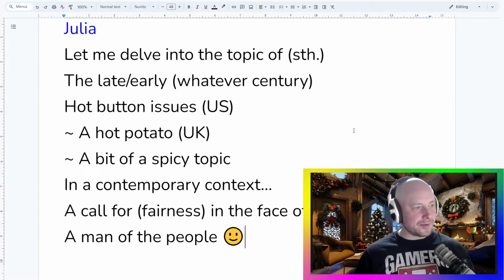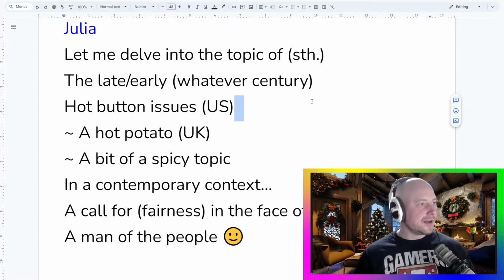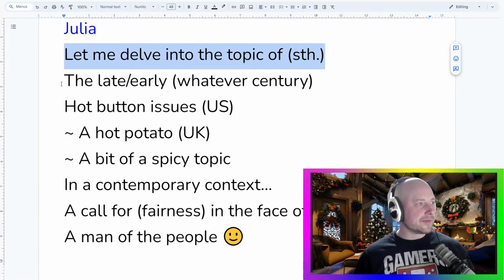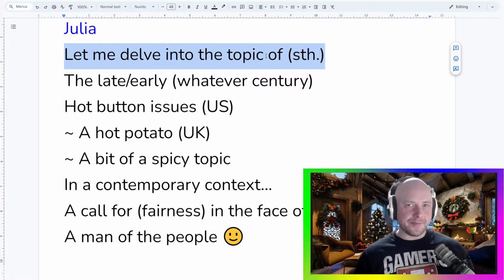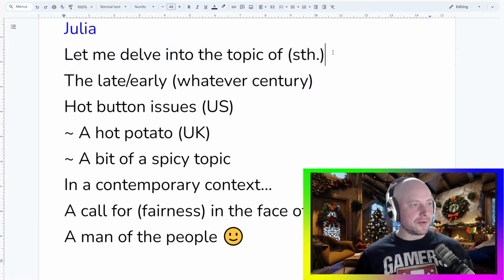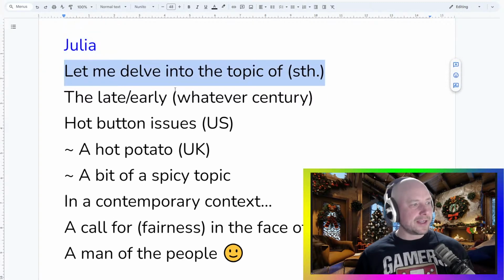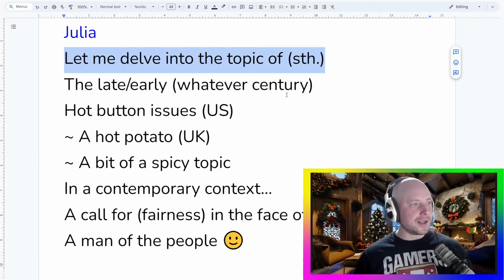Nice, a man of the people. Fantastic, lovely phrase there. There was something a bit stagnated about this phrase at the start, Julia. It's quite hard to understand how you said that. Let me delve into the topic of. It's like that intonation again can be a little bit difficult. But the rest of your explanation was very clear.